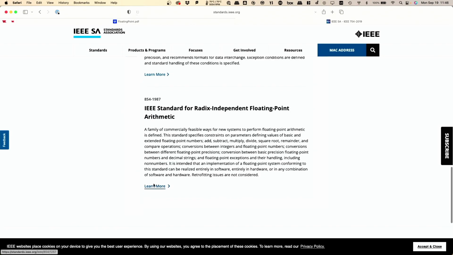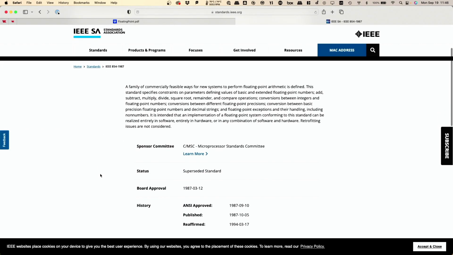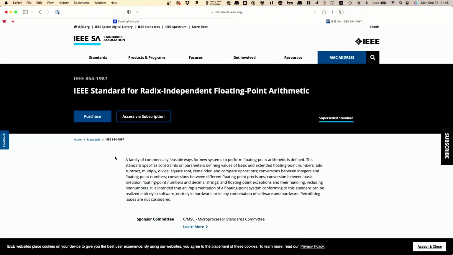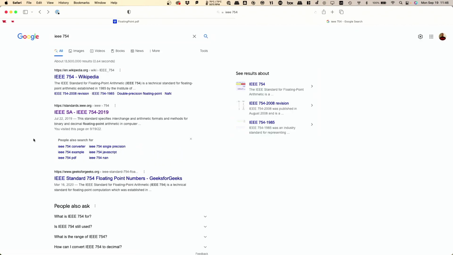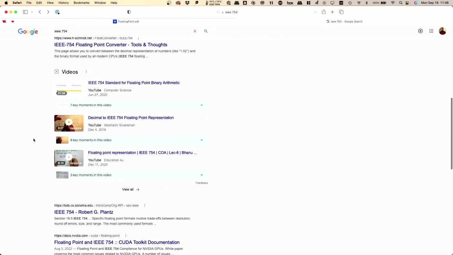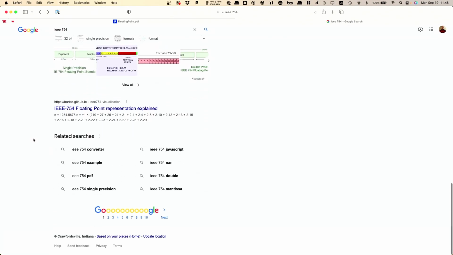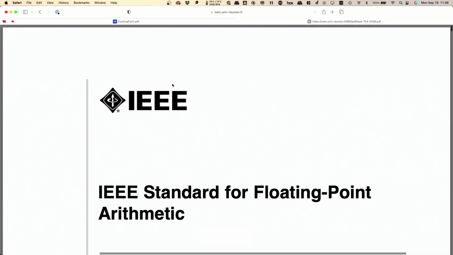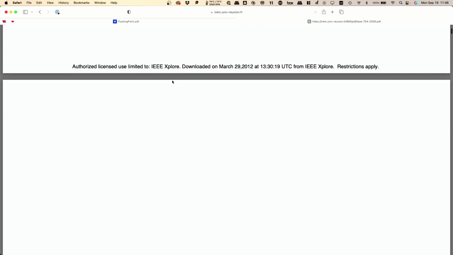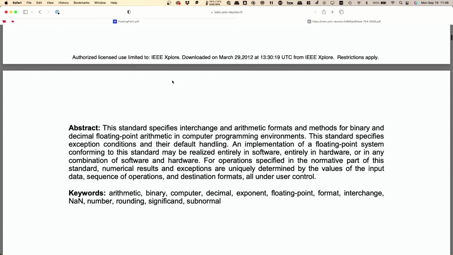So, for example, let me go back to the standard for radix independent floating point arithmetic. Oh, that's 854. My bad. I wanted 754. I thought I had a copy of this dang thing. Here it is. Good old internet. We can just steal it from France. Okay, so here's the standard.